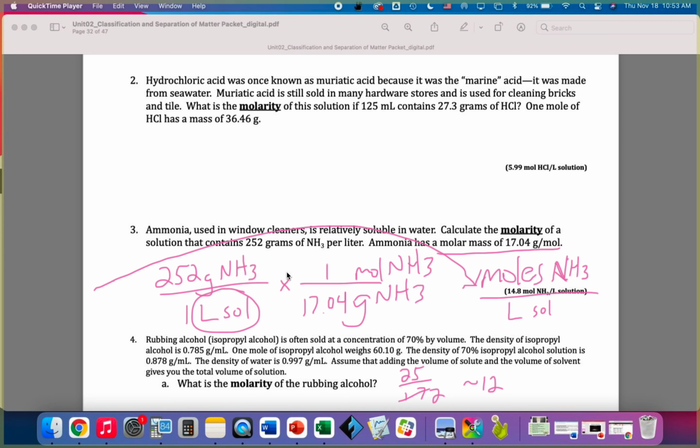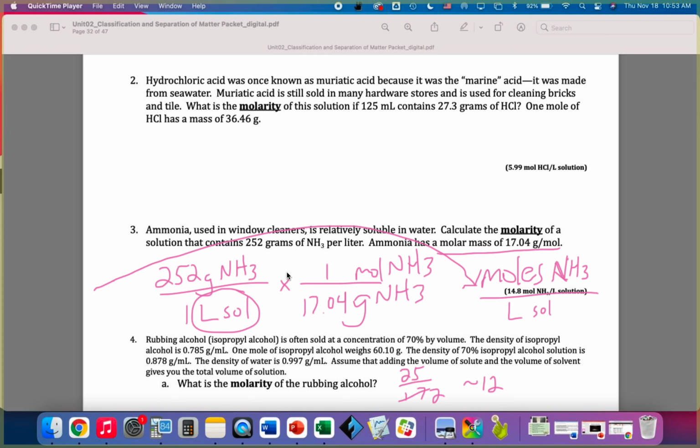252 divided by 17.04. Sure enough, gives you 14.78873239. Significant? I don't think so. So 3 sig figs on top, 4 sig figs on the bottom. We'll go with 3 sig figs, so 14.8.